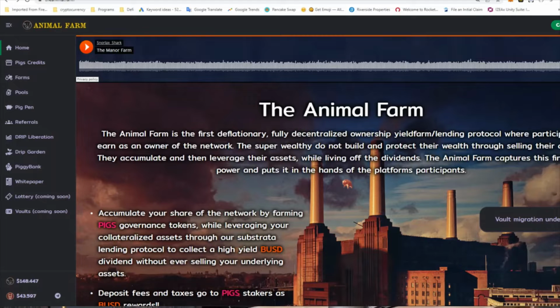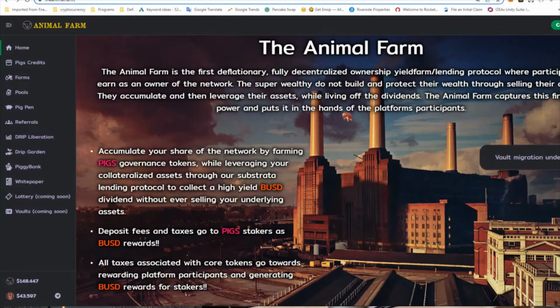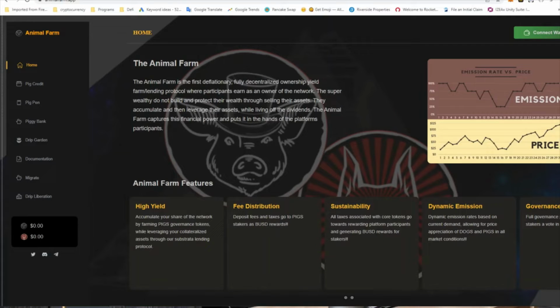But here's the new interface of the Animal Farm. I think it was the Animal Farm app. Let me see. Yeah, there it is right there. There's a new interface of the Animal Farm token right here. Let me make sure you guys can see.